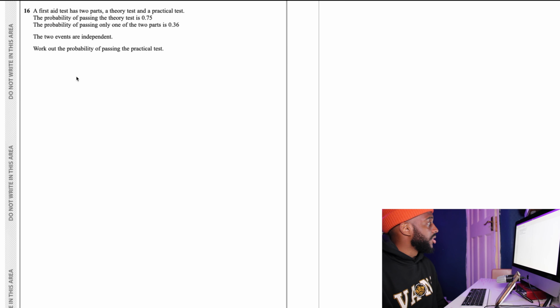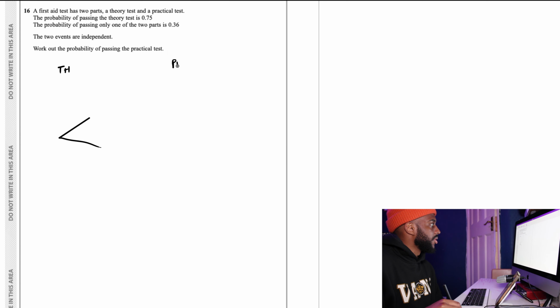Tree diagrams. This question says a first aid test has 2 parts, a theory test and a practical test. The probability of passing the theory test is 0.75. So that gives us a hint for the first bit. Start drawing our tree diagram. So this is our theory test. That's our theory. This is going to be the practical. So theory, on passing that, I'm going to put pass. They've told us that is 0.75. And as you should know, branches need to add up to 1. So if it adds up to 1, then this is 0.25 for a fail.